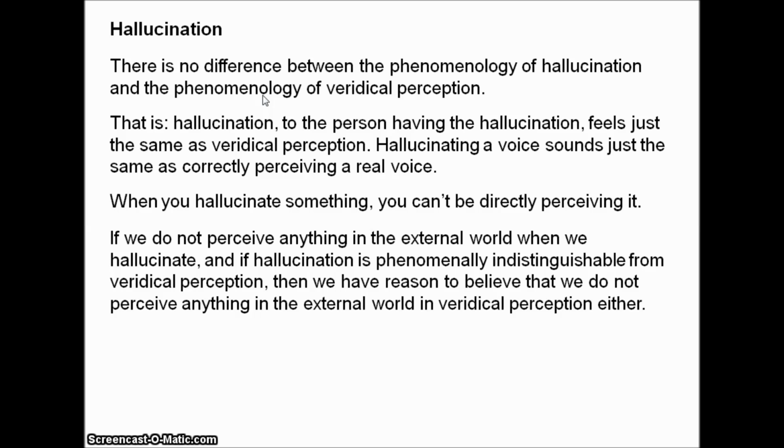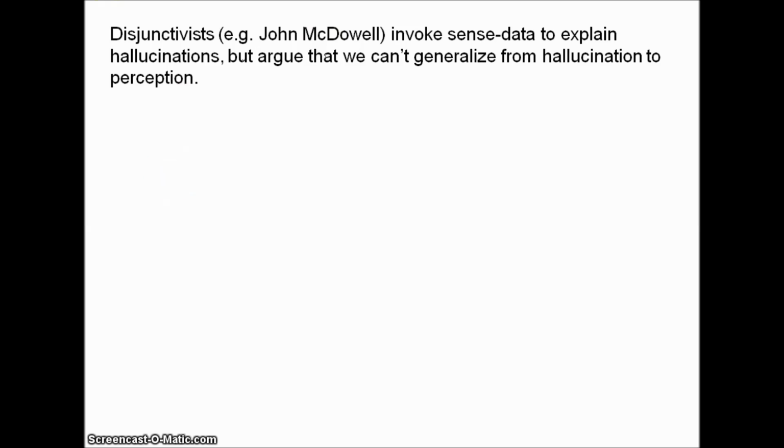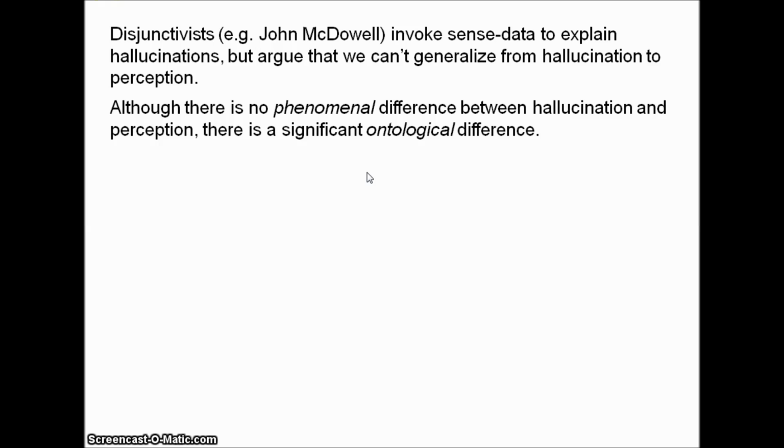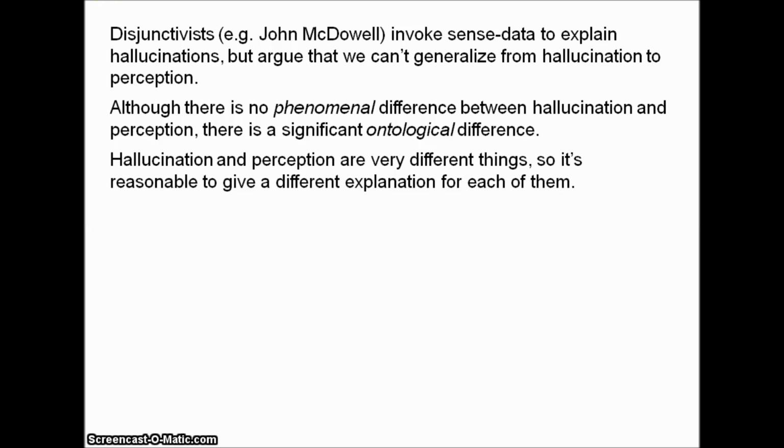They're both caused by sense data, says the representative realist. So how can the direct realist respond to this? Well, one response is to take the view of disjunctivists, for example John McDowell. Disjunctivists hold that we can invoke sense data to explain hallucinations, but they resist the attempt to generalise from hallucinations to perception. McDowell points out that although there's no phenomenal difference between hallucination and veridical perception, there's a very significant ontological difference. Hallucination and perception are very different things, so it's reasonable to suppose that something different is going on in each case. It's reasonable to give a different explanation for each of them. We can explain hallucination with sense data, but veridical perception can be explained in a different way. We don't have to invoke sense data for each of them.